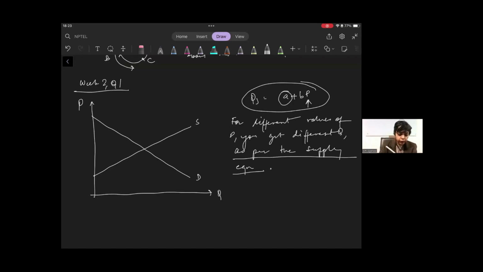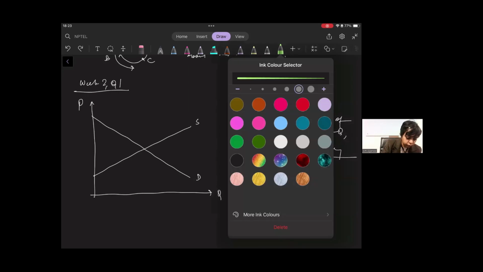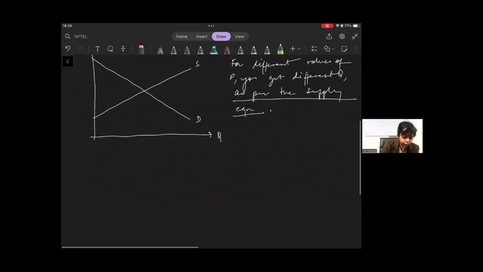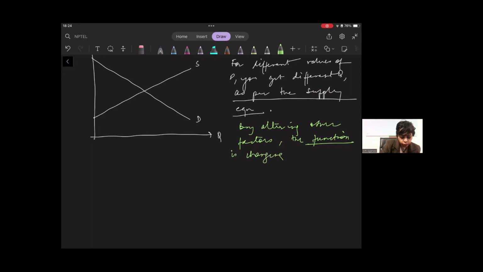If A is changing, for example, on the other hand, or if you add something else, let me write in some other color. So suppose you change A or you add something T, some value T, then what happens? By altering other factors, your equation is changing, or your function is changing. So for the same price, you will get a different QS, right?